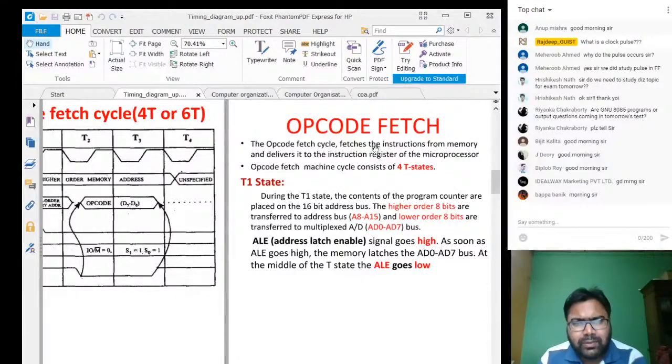The opcode fetch cycle fetches the instructions from memory and delivers them to the instruction register of the microprocessor. This is the basic thing we were discussing: the IR, instruction register, holds the contents of the instruction. Next, during the T1 state, or the first clock pulse, the contents of the program counter are placed on the 16-bit address bus. I hope all of you know what a program counter is. So what is a program counter?